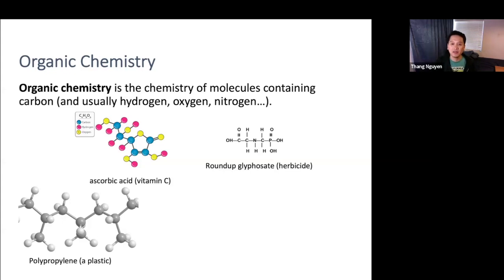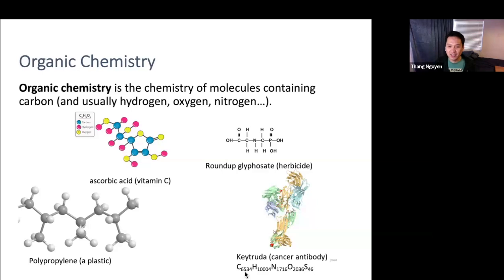You can get even bigger, right? You can have 6,534 carbons in this one molecule. Okay, what is this molecule? We sometimes call this a macromolecule, a big biochemical molecule. It is an antibody, and it's actually the structure for Keytruda, which is a cancer antibody. It's a drug basically. In this molecule, it's very big, right? Thousands of carbons, 10,000 hydrogens, almost 2,000 nitrogens, more than 2,000 oxygens, and 46 sulfurs.